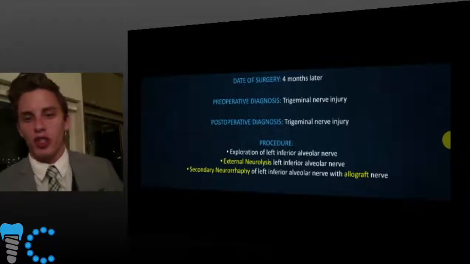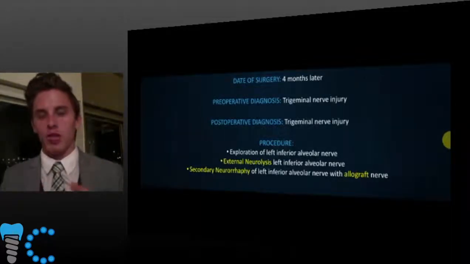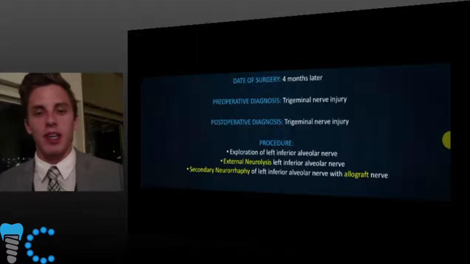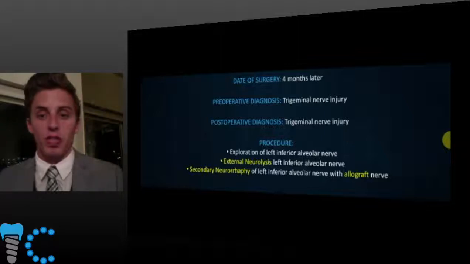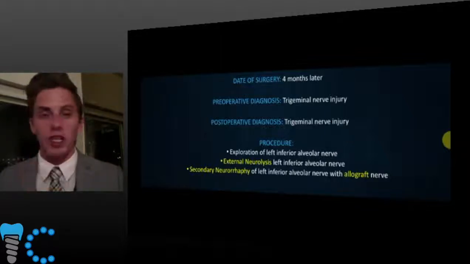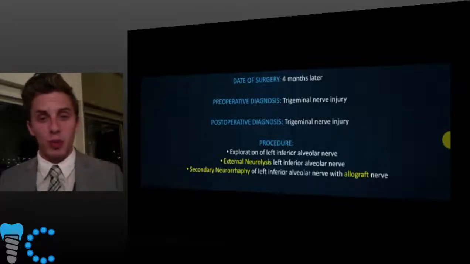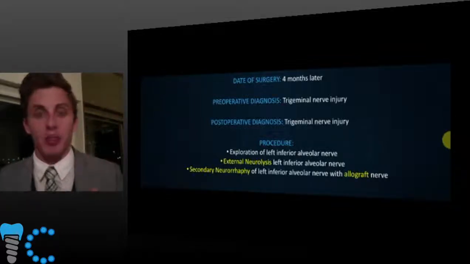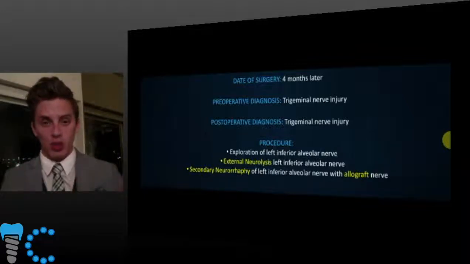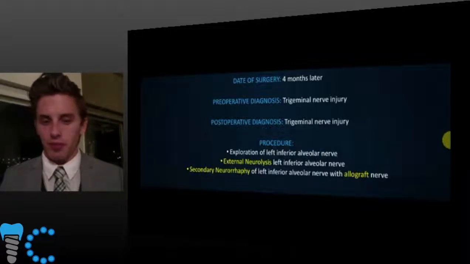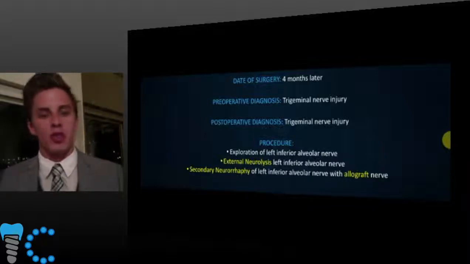So the date of surgery doesn't really matter in terms of the actual date. However, it was 4 months later. We have a preoperative and a postoperative diagnosis of trigeminal nerve injury, and the procedure is we explore the left inferior alveolar nerve with an external neurolysis, which just means we section the injured portion of the nerve, and then secondary neuropathy, which means we take a graft, an allograft, and then we suture it as the connector. But that's the oral maxillofacial surgical medical terms for the procedure.